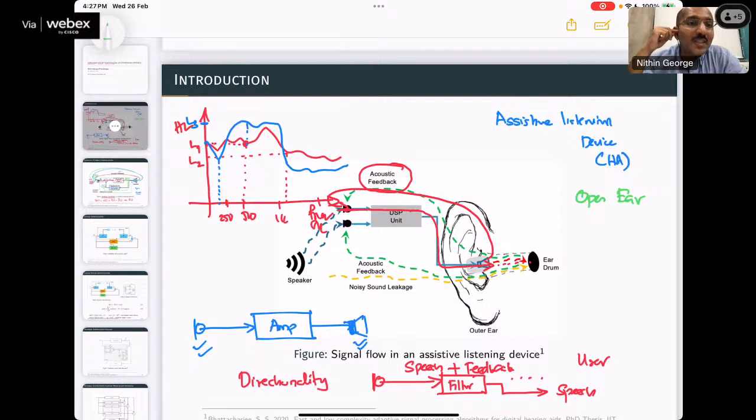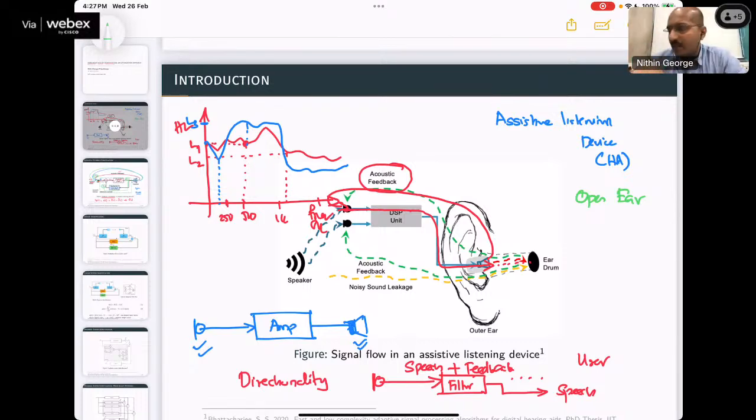That effect is called the occlusion effect. When you close the ear and then you try to speak, that weird type of sound which is coming is the occlusion effect. So I want to avoid that also. That is why it becomes more important that your solution is not a physical barrier solution. A physical barrier is not the solution to this feedback problem. It has to be an electronic solution.